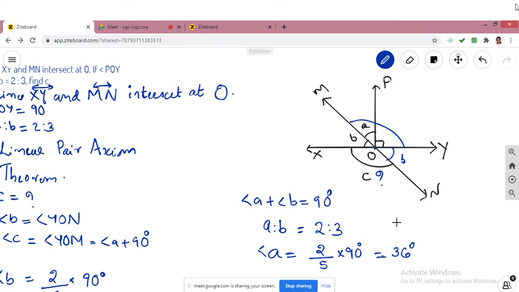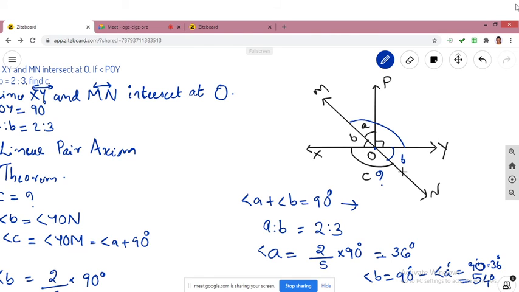Then can you tell me what is angle B? What will be the measure of angle B? 3 by 5 into 90 degrees, ma'am. That is equal to 54 degrees. From this equation, angle B is 90 minus angle A, so that is equal to 90 minus 36, which is equal to 54 degrees.